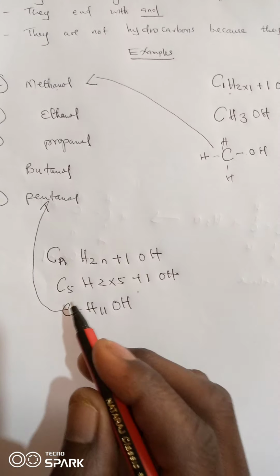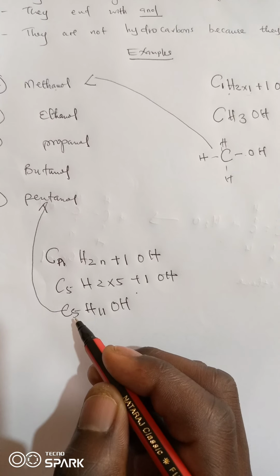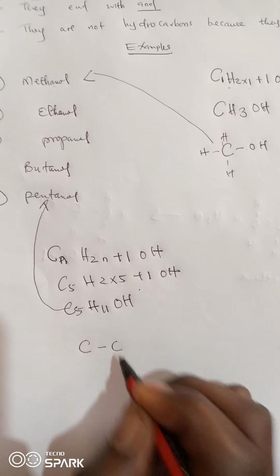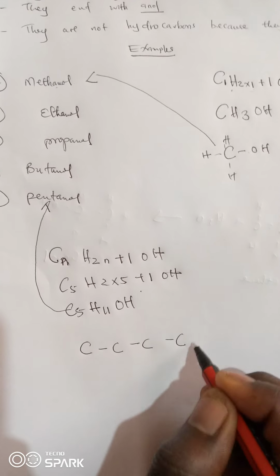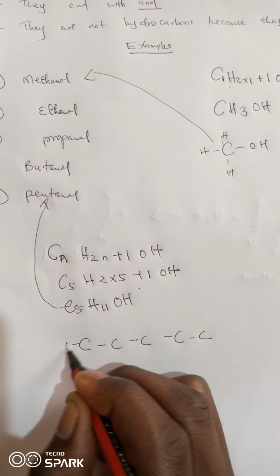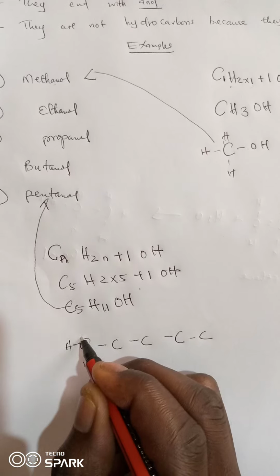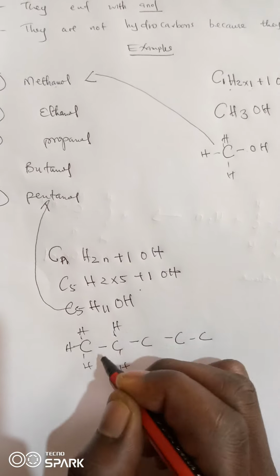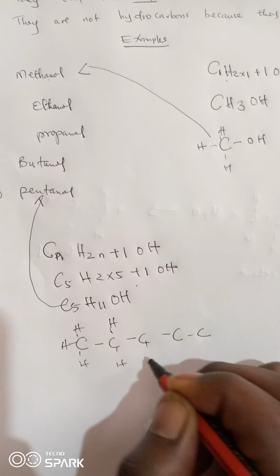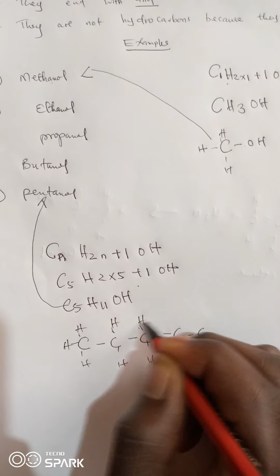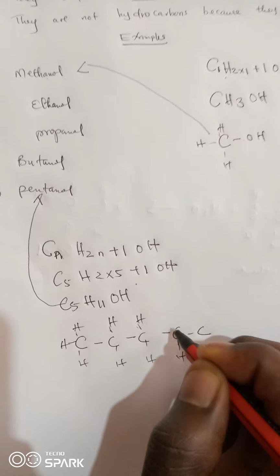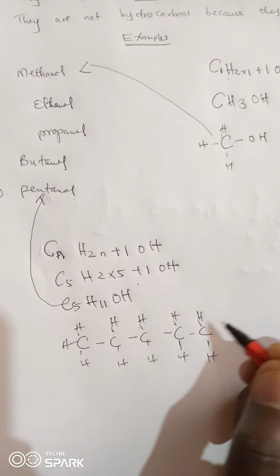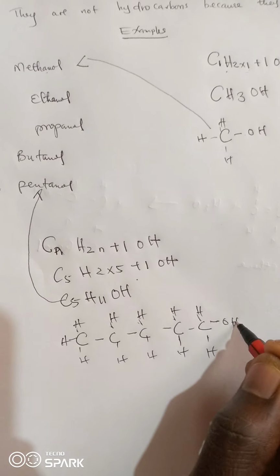Now, if you want to write the structural formula, you need to have 5 carbon atoms. So 1, 2, 3, 4, 5. The first one has 3 hydrogens. This one should have only 2, the reason is it has 2 bonds already. Then this 2 as well, then this 2 as well. Then the last one should have 4 bonds, with OH.